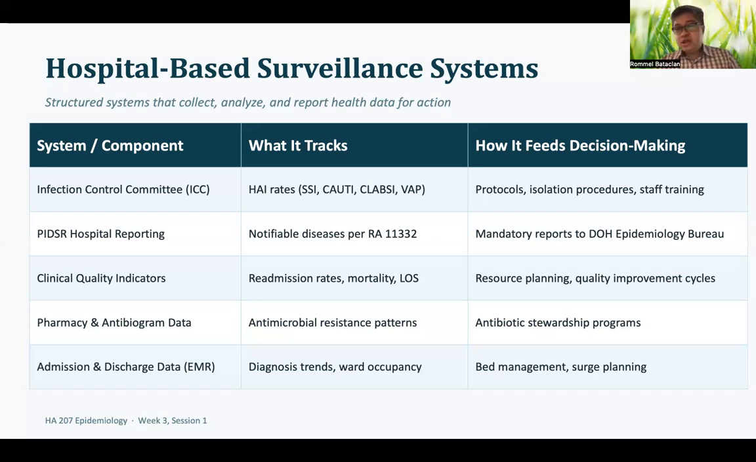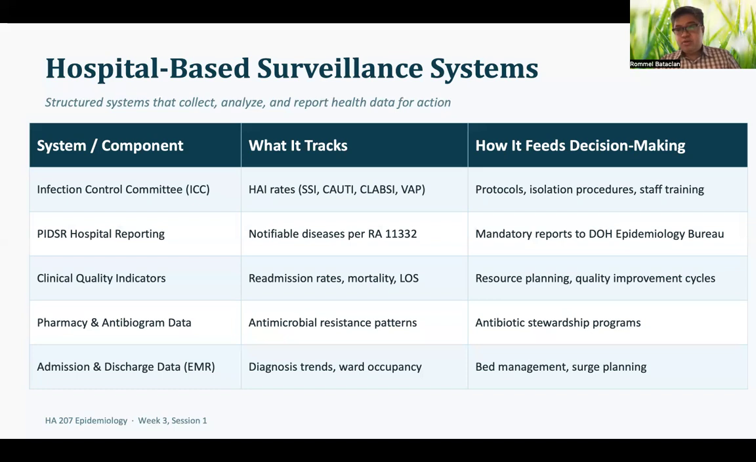And then there is the PIDSR. This is the Philippine Integrated Disease Surveillance and Response System. Based on Republic Act 11332, the hospitals are mandated to report specific notifiable diseases to the DOH Epidemiology Bureau. This is mandatory, and as an administrator, you are accountable for the timeliness and accuracy of these reports.